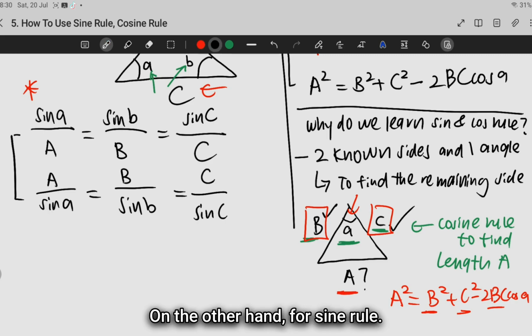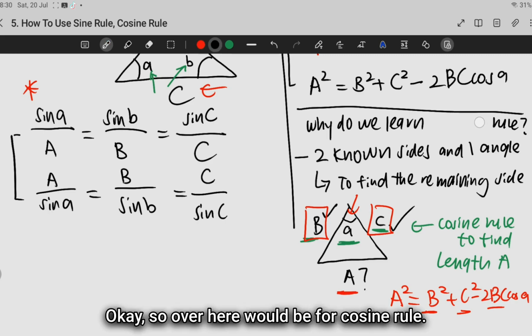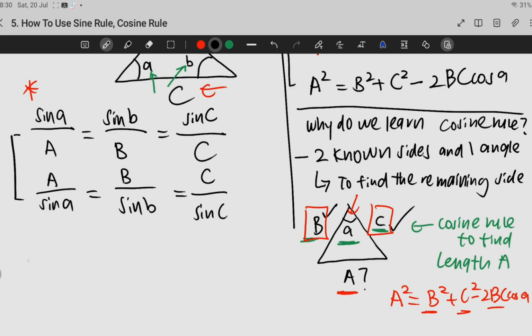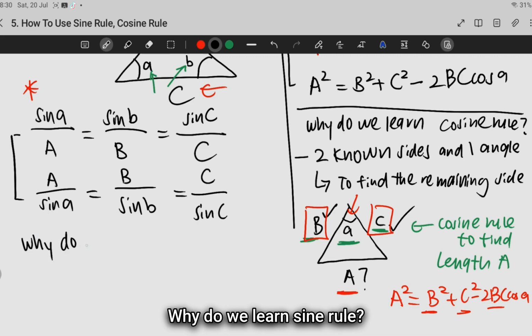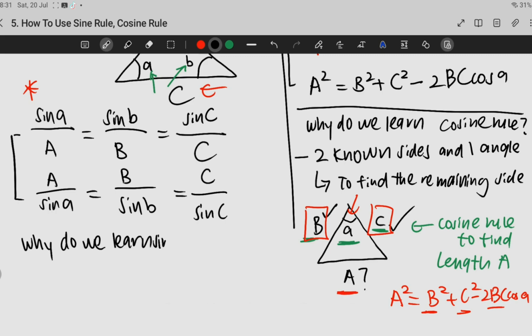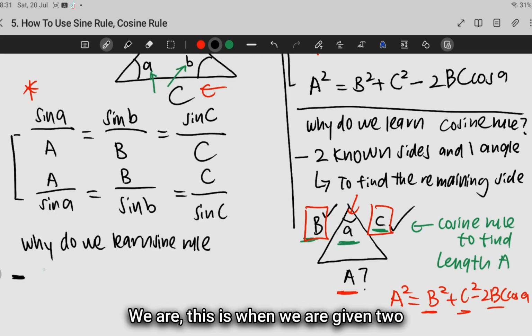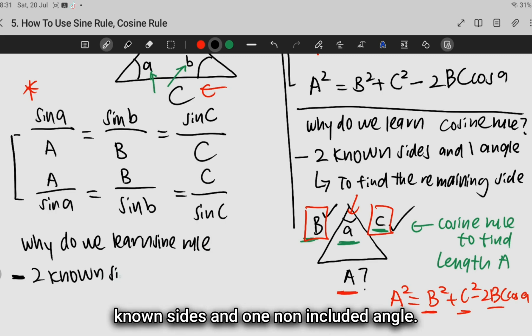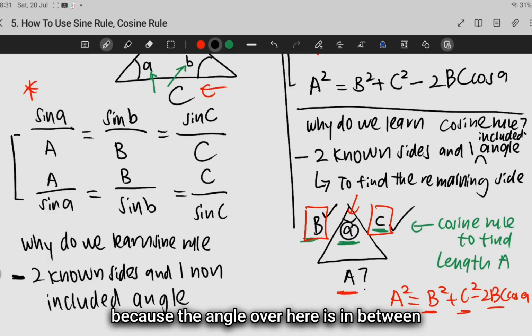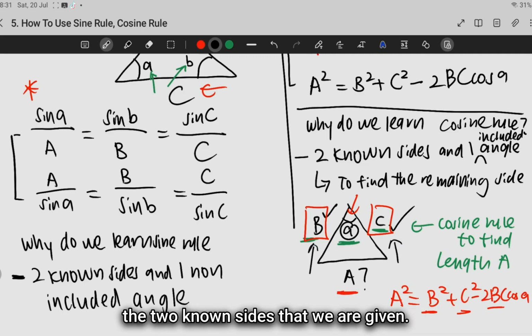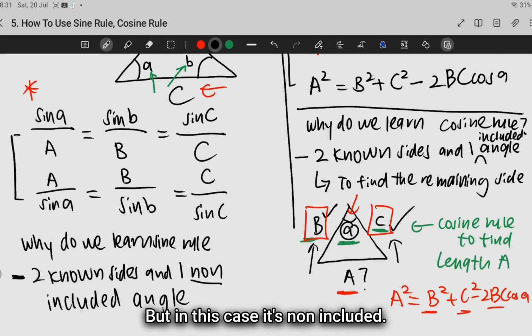On the other hand, okay, so over here would be for cosine rule. For sine rule, why do we learn sine rule? This is when we are given two known sides and one non-included angle. So in this case, the angle is included for cosine rule because the angle over here is in between the two known sides that we are given. That's why we call it the included angle. But in this case, it's non-included.